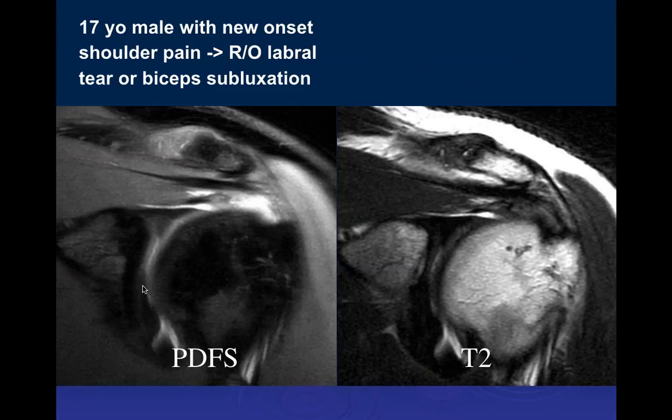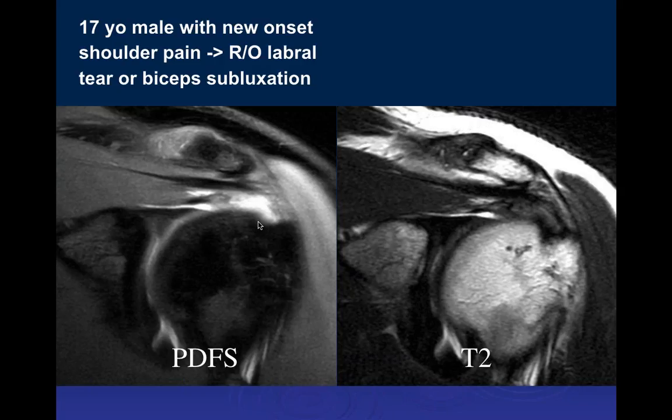Okay. Jeff, what do you think of this case? All right. So we have a 17-year-old male with new onset of shoulder pain, rule out labral tear or biceps pathology, and we have coronal PD fat sat and T2 images. So on the PD fat sat, we have a high signal within the distal supraspinatus tendon, and it looks like on the T2, that area is sort of intermediate in signal. So I'm looking at this thinking that what we have is maybe some granulation tissue in there.